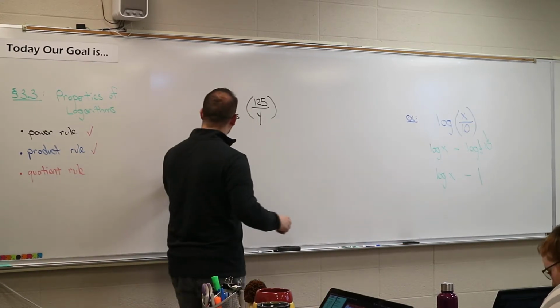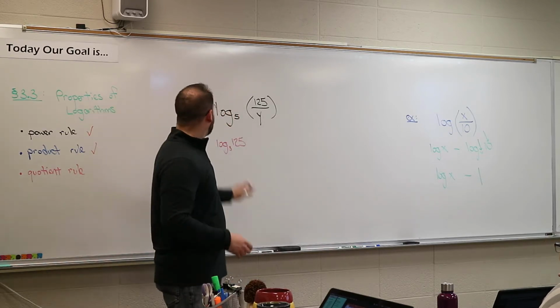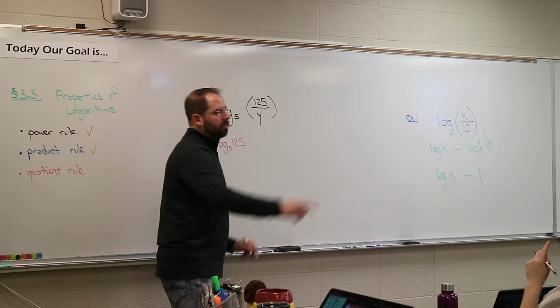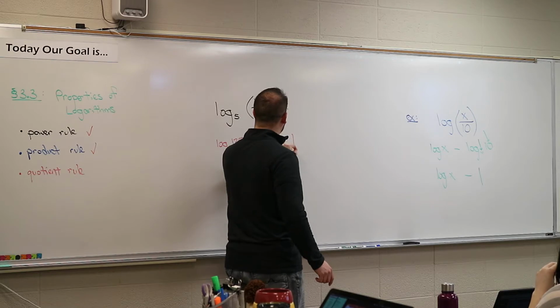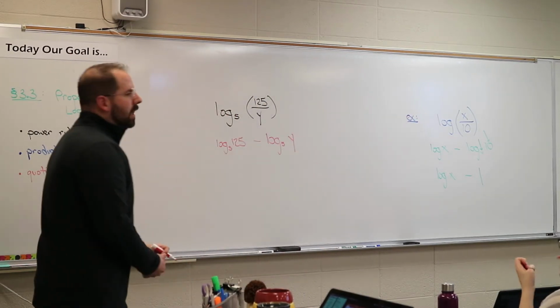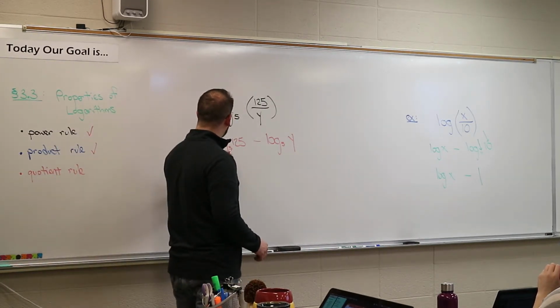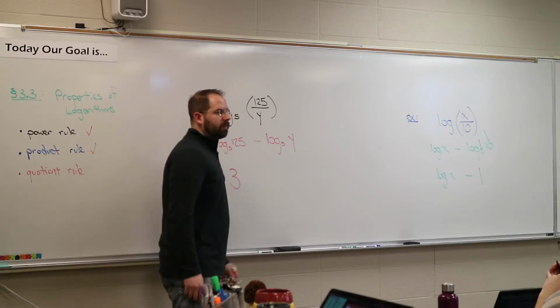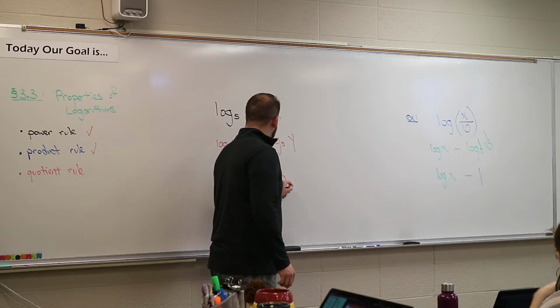Log base 5 of 125. Okay. Log base 5, sorry. Keep going. Minus log base 5 of y. Okay. Good. 5 to the third power is 125. Okay. So this is just a 3, minus log base 5 of y. Boom. That is your final answer.